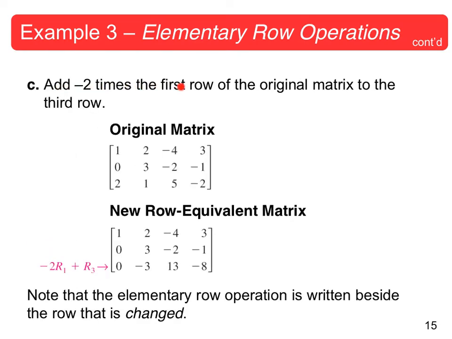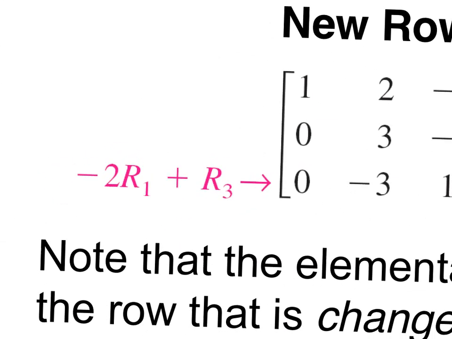Here we want to add negative 2 times the first row of the original matrix to the third row. So that was a mouthful, right? We want negative 2 times row 1 plus row 3. That gives us new row 3. So whenever you write your row operation, notice that it should be written next to the row that's being changed. So that's the last entry that should happen right here.